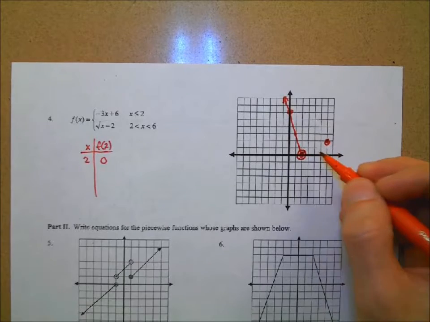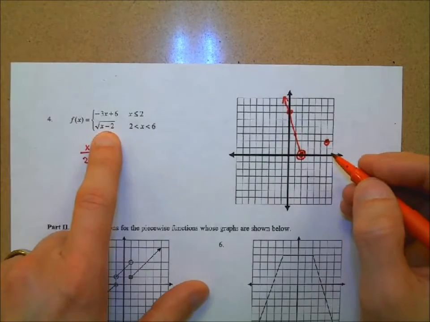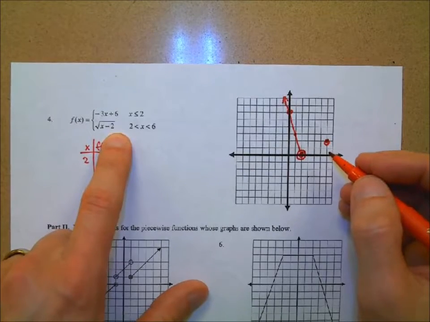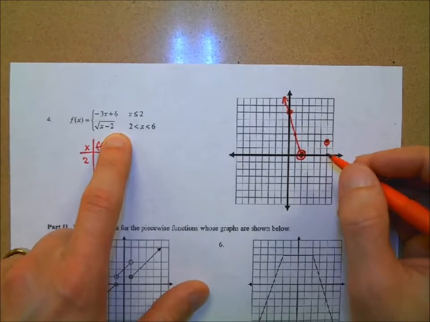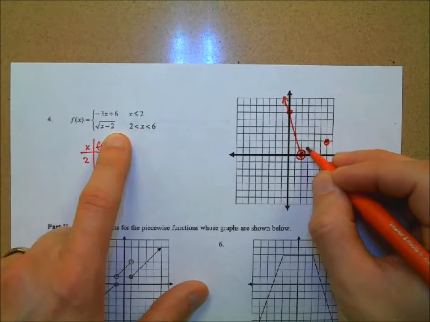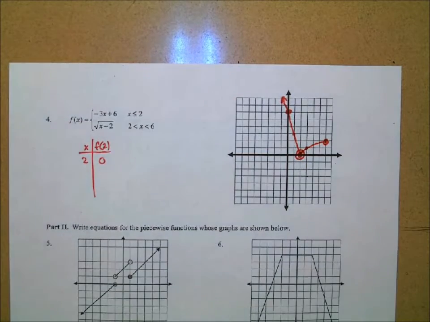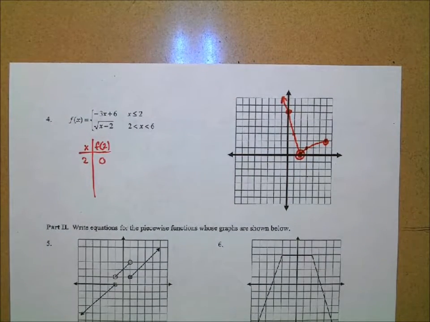Your choice, if you want to, like another good point we could pick. What's another good x value we could plug in here that would be easy to calculate? 3. Yeah, 3. 3 minus 2 would give us 1. The square root of 1 is 1. So (3, 1) would also be a point. We could put that point, and that would be a solid dot because it's in the interval there. So we'll just connect them. And then voila, there's our little piecewise function.